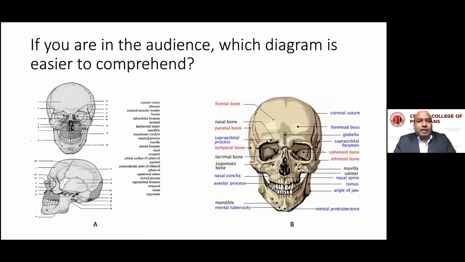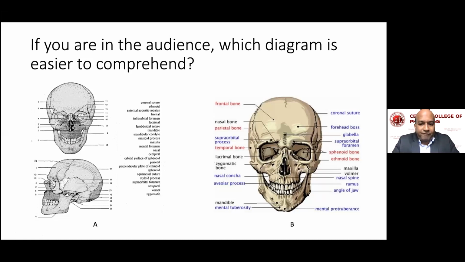Now, let me ask another question from you. When you look at these two images, if you are in the audience, which diagram is easier to comprehend? All right, many seem to be suggesting it's B, and some say none. Well, I would also say it's maybe none, but out of the two, I would say B seems to be easily comprehensible.